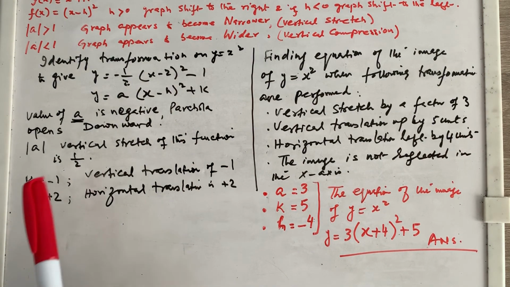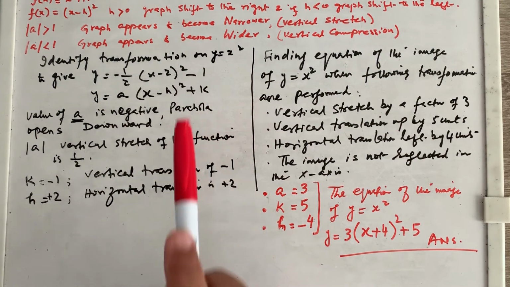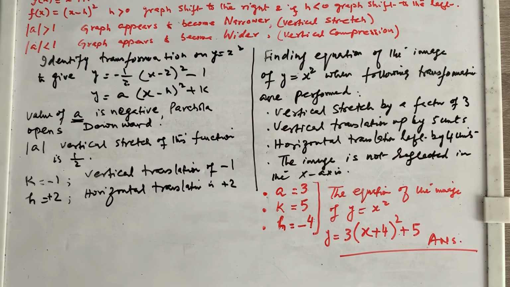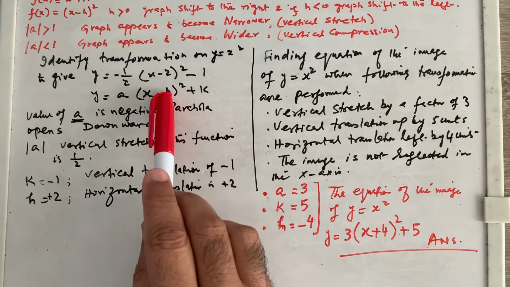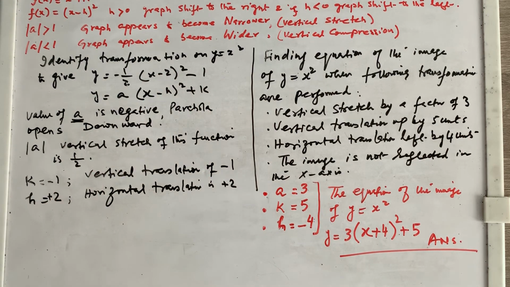And then the k value determines how it travels on the y-axis. Vertical translation is -1, so it moves down by 1 unit. The h value is +2, which tells you the horizontal translation. Horizontal translation is always on the x-axis, and it is +2, so it goes +2 on the x-axis.